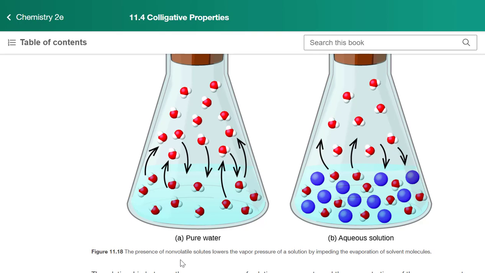If it is a volatile solute, so volatile again meaning it's a solute that also has a significant vapor pressure, then this doesn't work very well. We have to think about how those things affect each other, how the tendency of both of them to want to become vapors, to enter the gas phase, interact. So this does not always work, but it does work for non-volatile solutes.